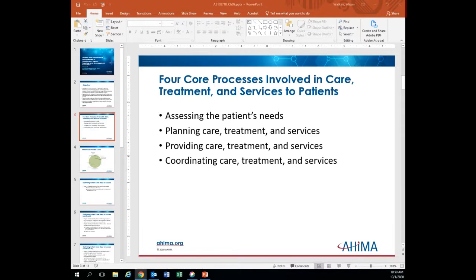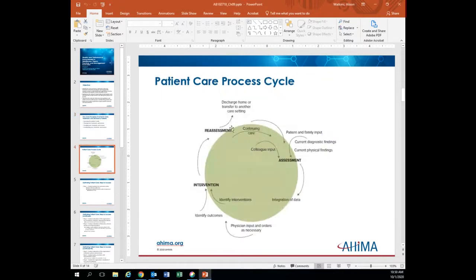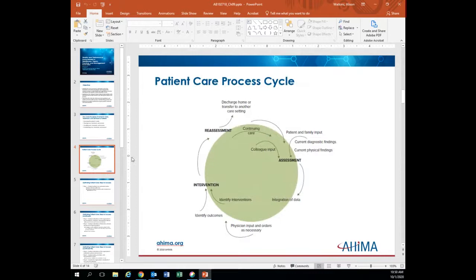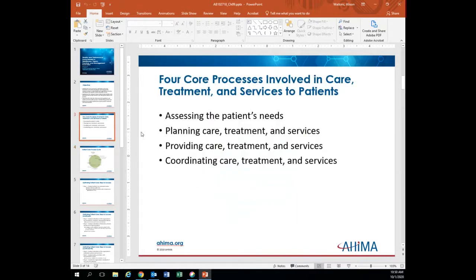Okay, so let's look at core process number one, and there's that image of that in your book. All right. So when we talk about core process number one, of course, this was assessing the patient's needs. And there were four key components of what we need to do when we're looking at assessing the patient's needs. But look what they say.